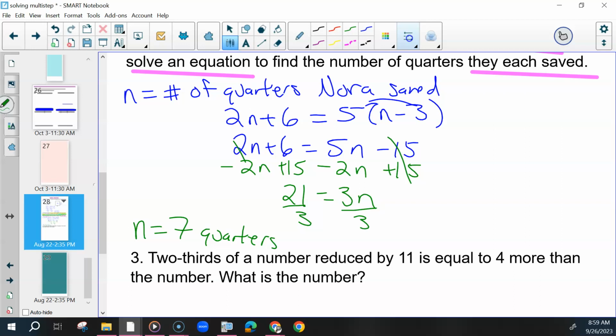Now to find Chris's number, we have to go back and put 7 into either this side or this side, it does not matter. So I'm going to have you 5 tables, do this side, and you 4 tables, put 7 into this side. You should get the same thing. Do that. Put 7 in this part. Figure out how many quarters Chris saved. You're also not putting it in both sides. You're just doing one side, because they'll be the same.